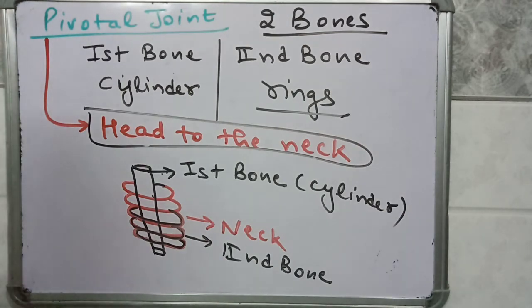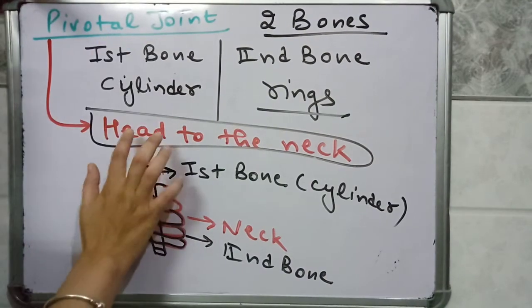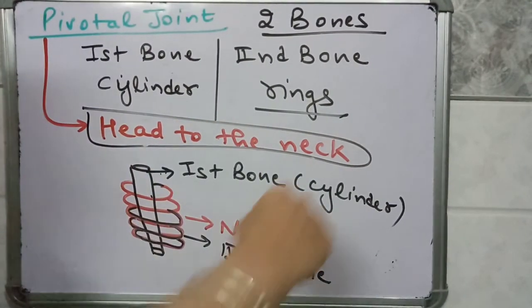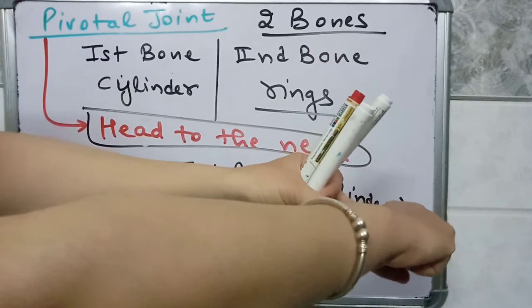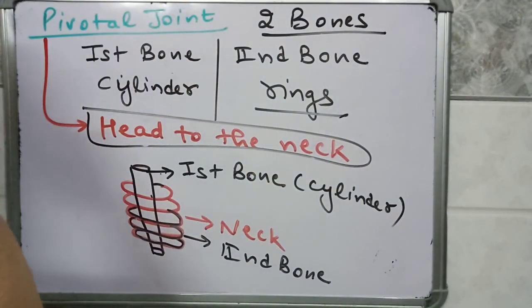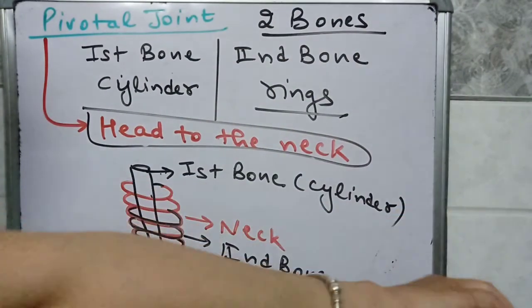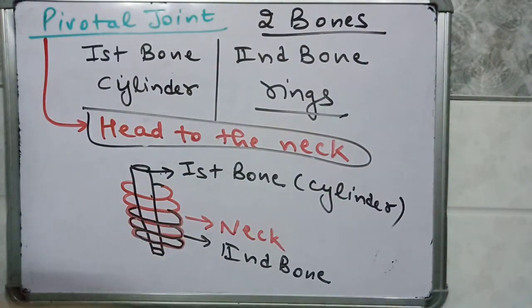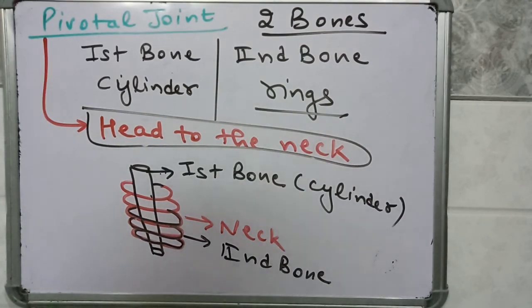I have given you two examples in which the pivotal joint is present in our body. First, the pivotal joint connects our head to the neck. Second, from our elbow to the wrist, one kind of joint is present, which is the pivotal joint. This pivotal joint allows the movement of our palm in upward and downward direction.